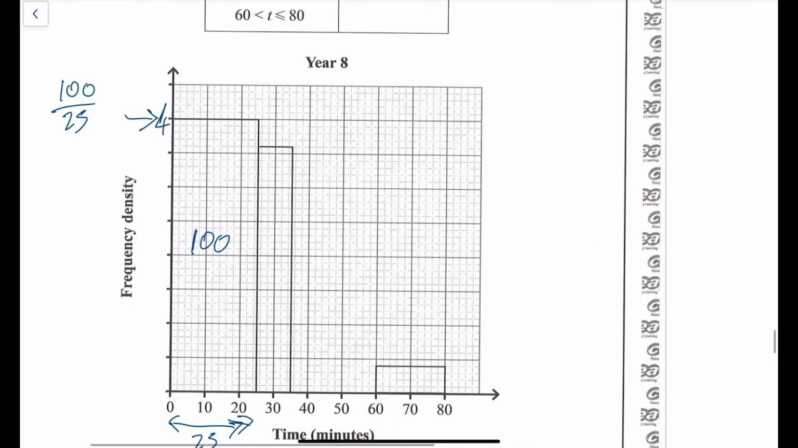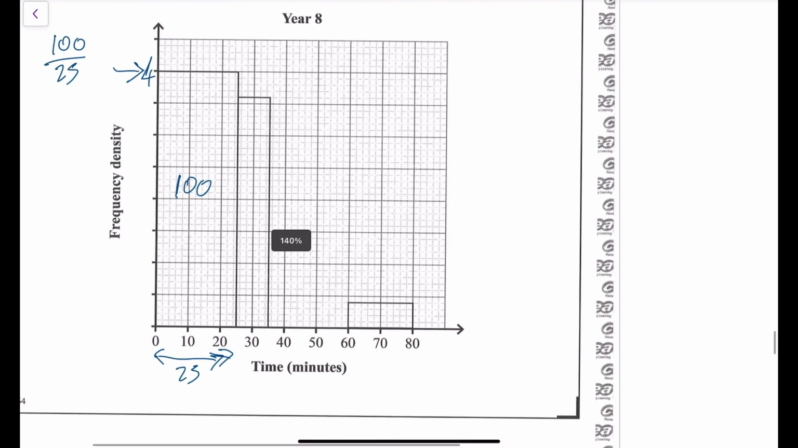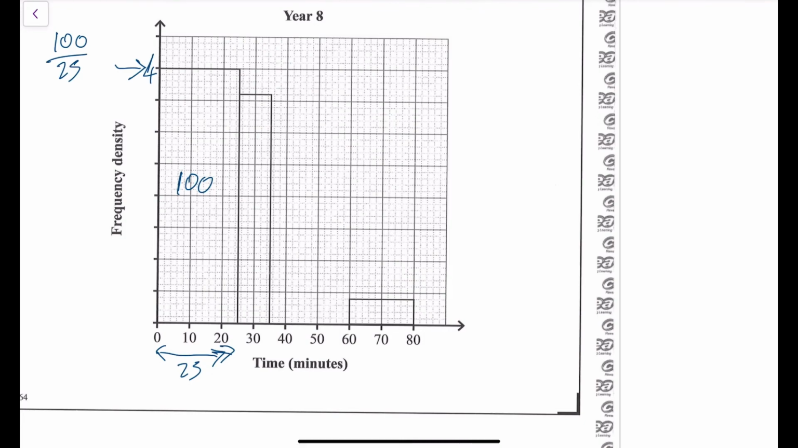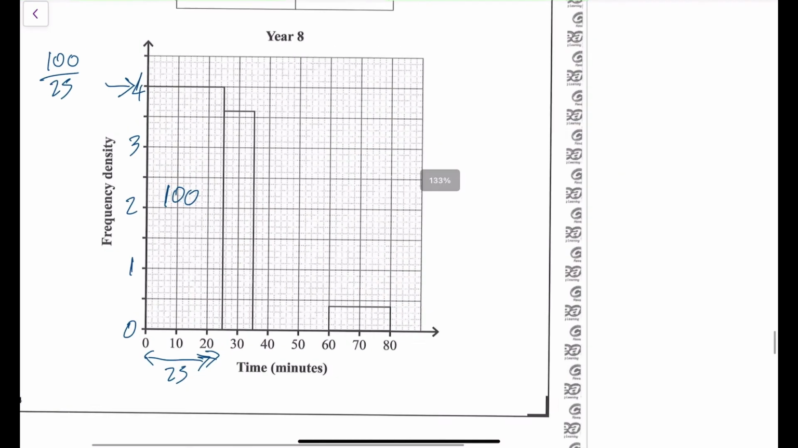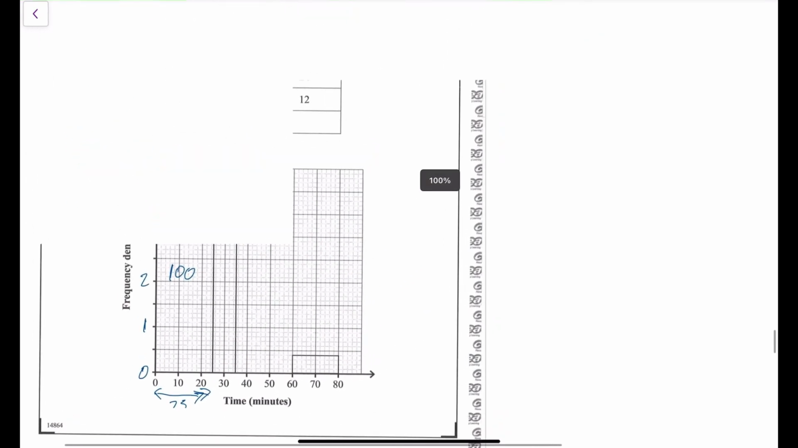So that's equal to 4. Once you get your 4, that's the hardest bit done. Then that 2 down is going to be 3, another 2 down is going to be 2, another 2 down is going to be 1, and then that takes me to 0. So there's your frequency density. You're then ready to go, so you can fill in the rest.